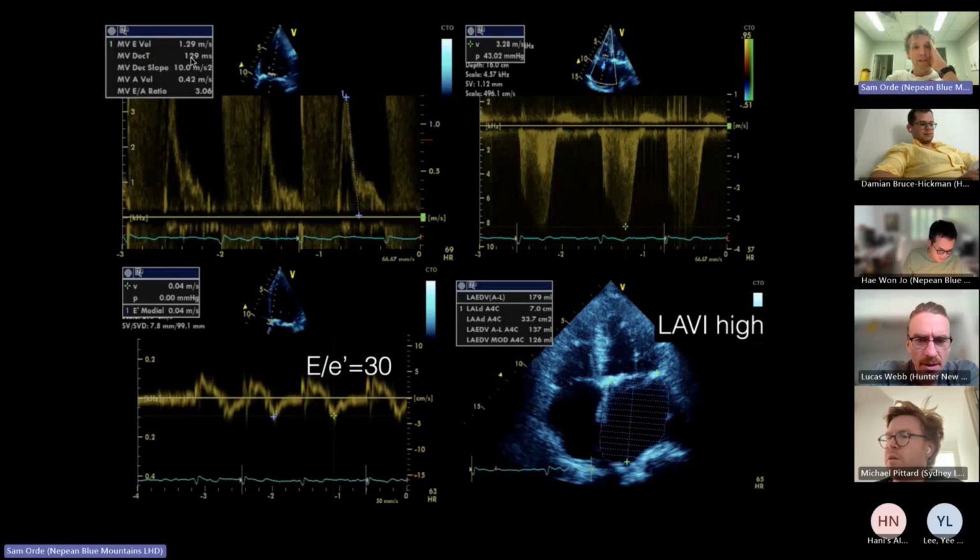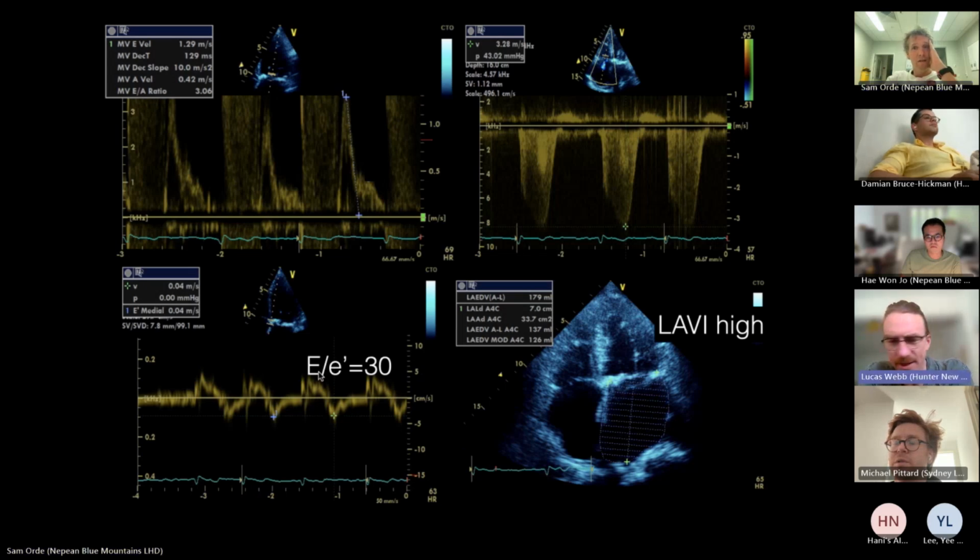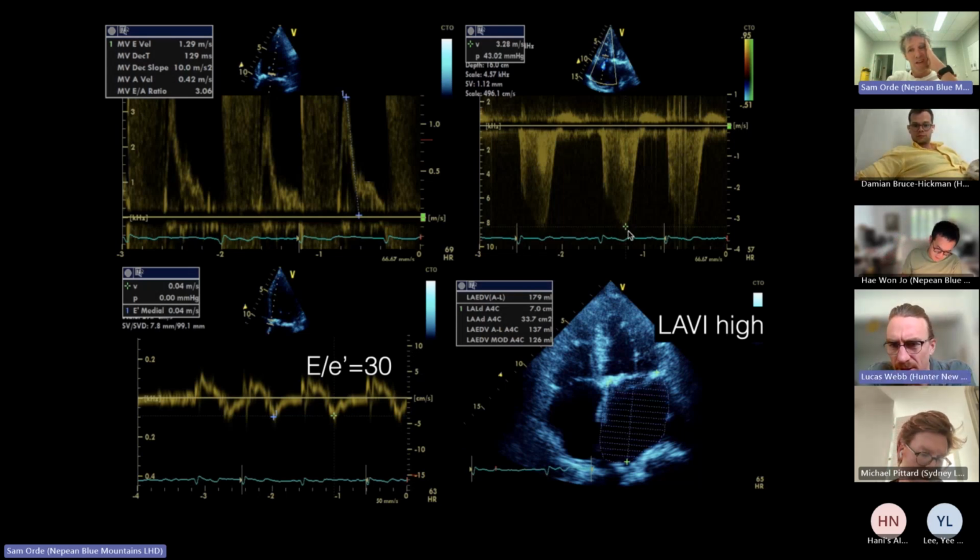And then we've got a decel time of 129. What does that mean? So that is rapid, suggesting elevated left atrial pressures. Excellent. We've got an E to E prime of 30. Again, very elevated, in keeping. Nice. With magic number 15, anything greater than that's raised. We've got a TR velocity there, which is 3.3. 3.5, 3.3. Yep. It's high. And you've got a massive left atrium.